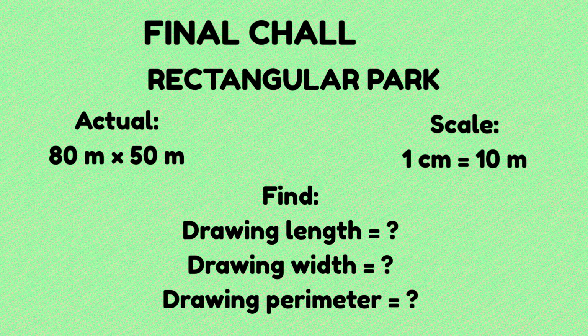This is our final challenge. A rectangular park is 80 meters long and 50 meters wide. The scale is 1 centimeter equals 10 meters. Find the dimensions of the drawing and then find the perimeter of the drawing. Take your time and show every step.